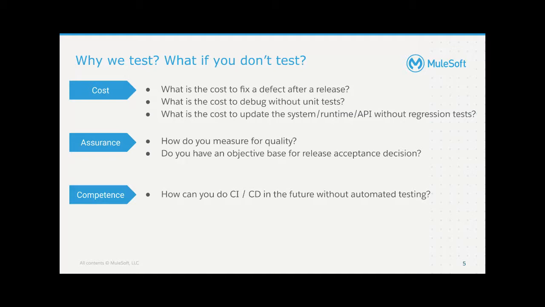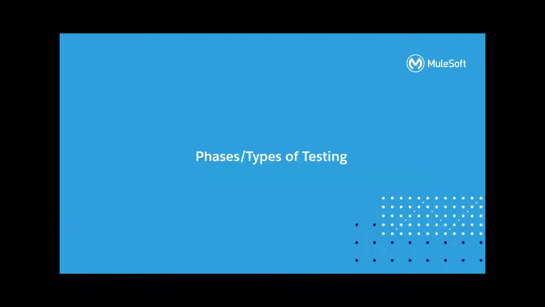From the competence angle, if you are following CI/CD within your organization, you really cannot do CI/CD, continuous integration and continuous delivery, for any future releases without having automated testing. So testing is really very important, very crucial, and it's weaved within your software development lifecycle, as we will see later on. Let's now talk about the phases and the types of testing.